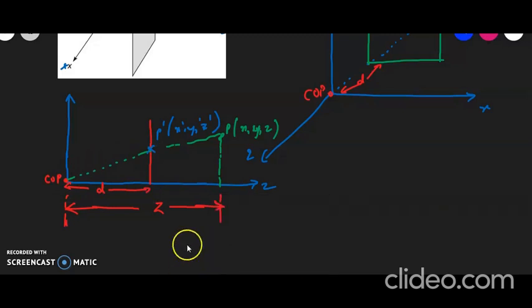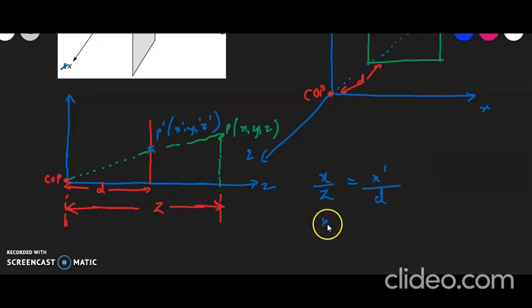Okay, so now we come to a conclusion, and how am I going to write the relationship? From the larger triangle, I can write x upon z, that is the value x upon z distance, is equal to x dash upon D, right? So this is maintaining your similar triangle ratio. So x upon z is equal to x dash upon D.